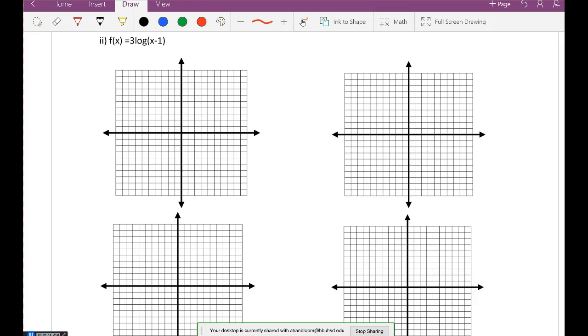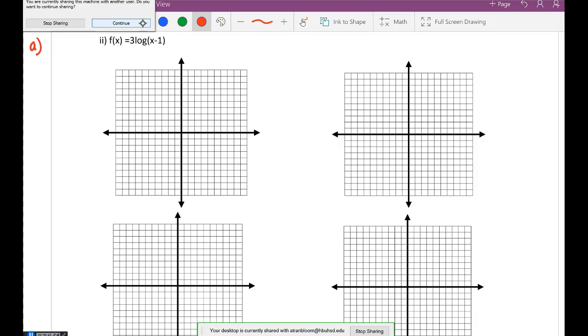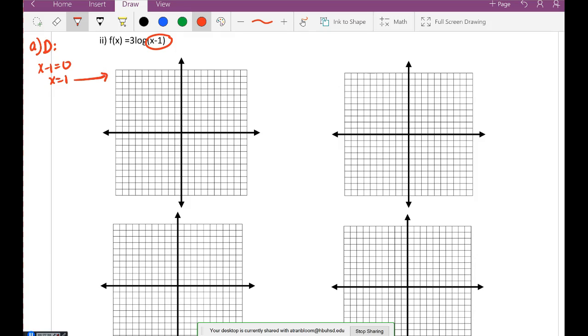Okay, so the directions are now move away from me, so I'm going to ask you to tell me what they are. A, what was A? Domain. Okay. Domain, how do we find the domain, class? Take the x minus 1 and we set it equal to 0. So x minus 1 equals 0. That means x equals 1. Is the domain all real numbers? Not including 1. No. Make your number line.